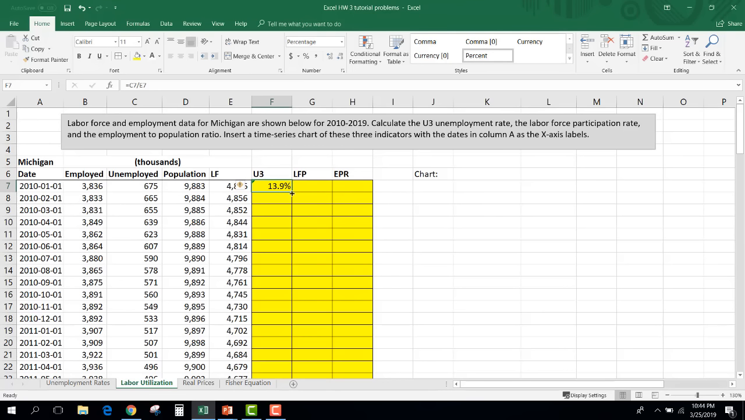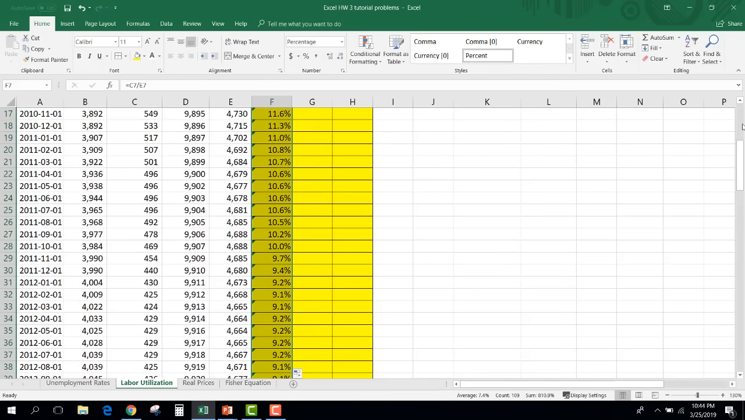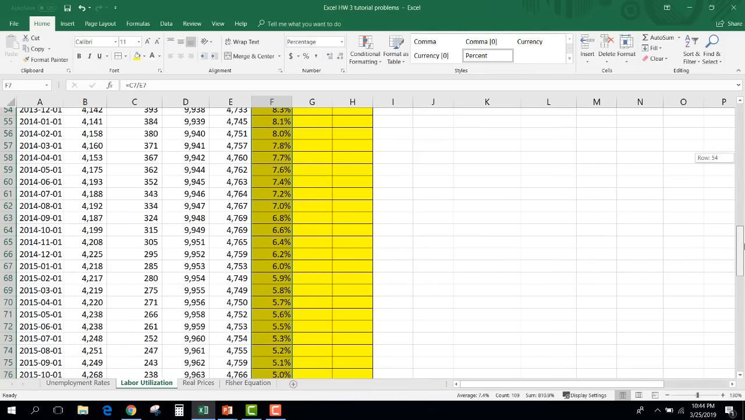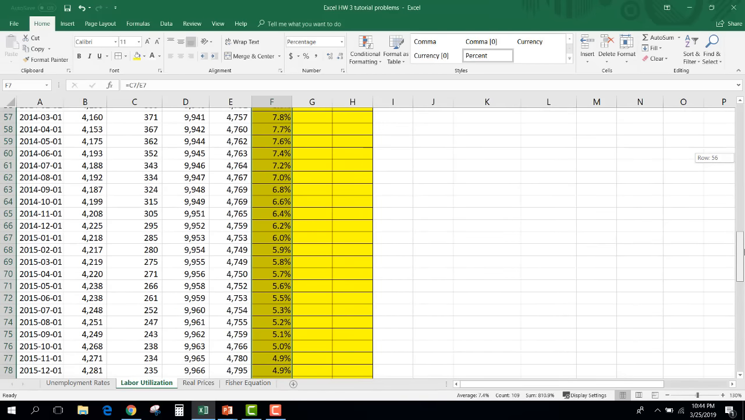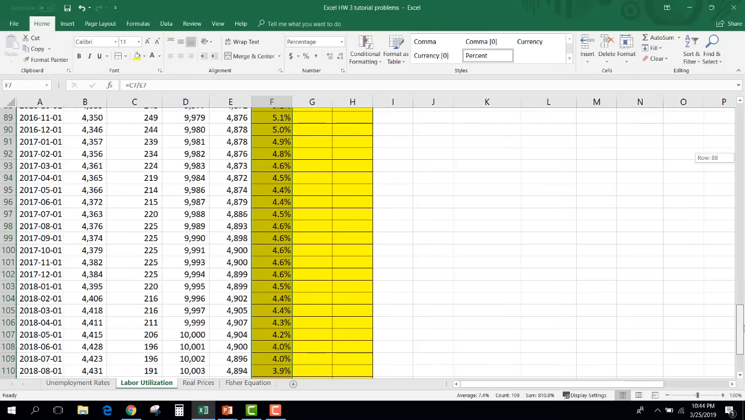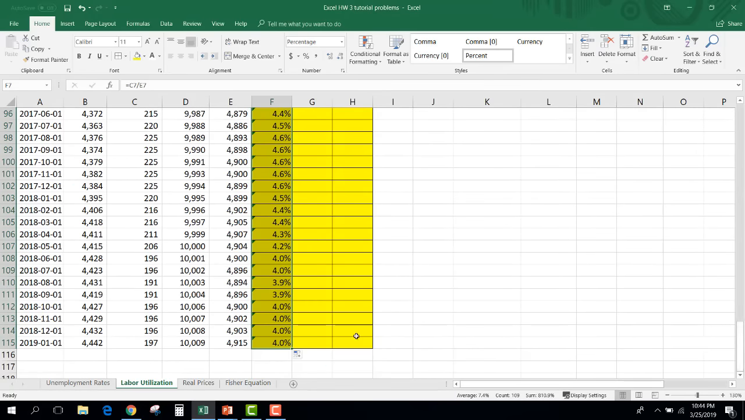But now we can fill this down, and we can see that it gradually got lower and lower, and we came out of the recession. By 2014, 2015, that was back down to 6 or 5%. And boy, it just kept getting lower since then. We're really in a nice economic boom right now where this unemployment rate is hovering around 4% for Michigan. That's pretty nice.